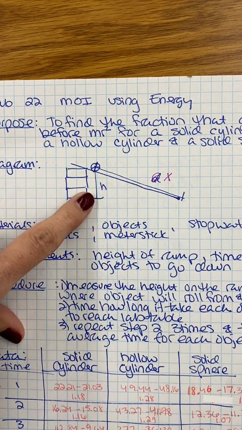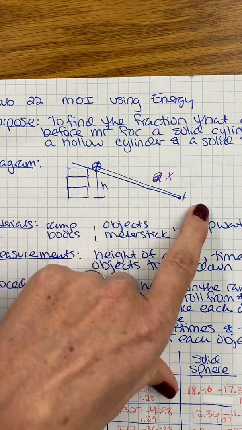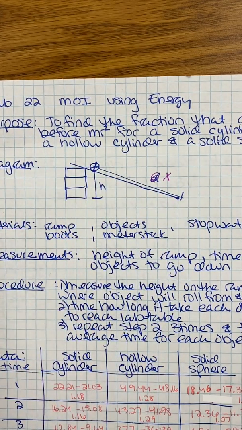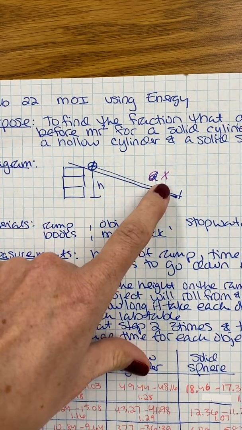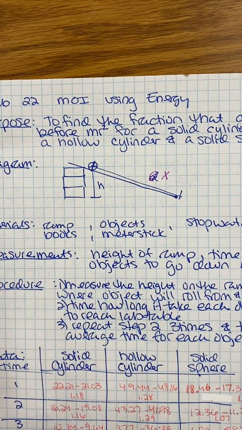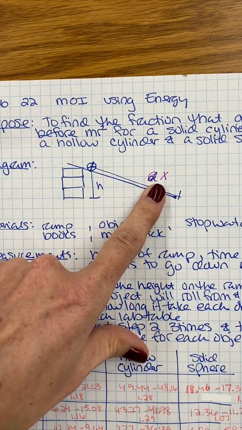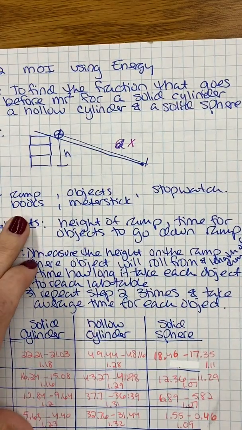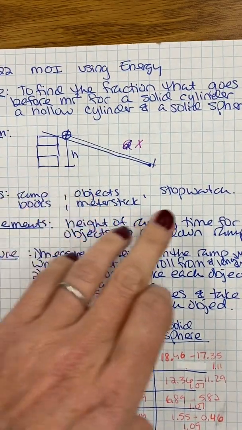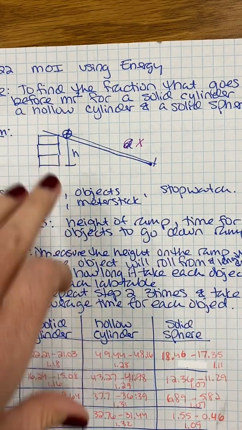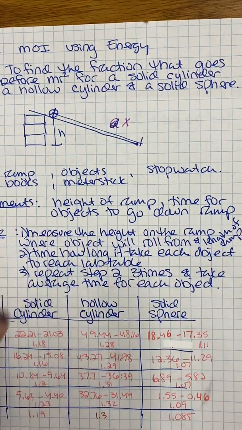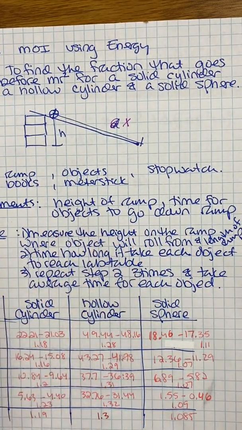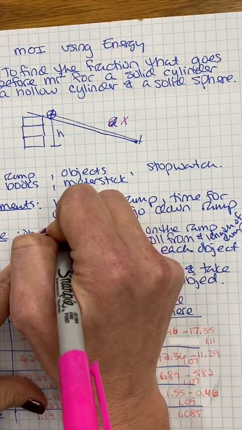We need the height of our ramp, and we also need the distance of our ramp. I originally put D, but then in my calculations I used X. So to make my equations line up with my diagram, I changed my diagram to read X. The materials are our ramp, the objects that we're rolling down the ramp, our stopwatch, the books for the height, and a meter stick. We're going to measure the height of the ramp, the time the objects go down the ramp, and we also need to measure the length of the ramp.